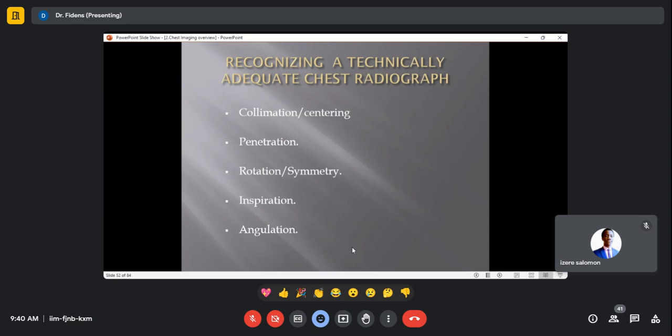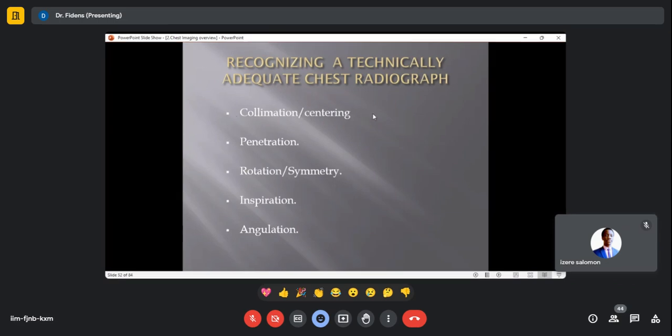Always you start by coordination or centering, to see if everything is included in the film. You remember I told you collimation is used when you are exposing the patient. Centering is used when you are reading it. The same meaning.